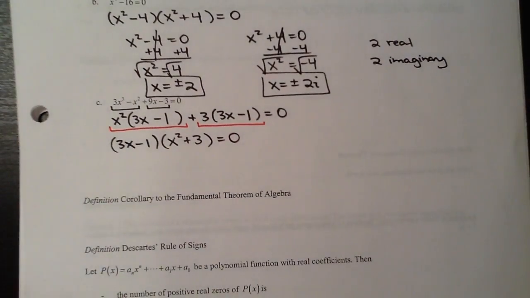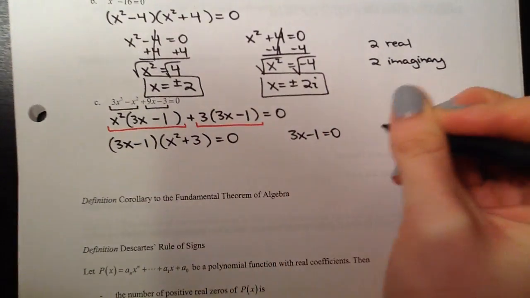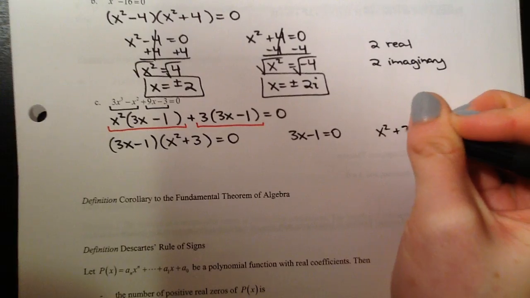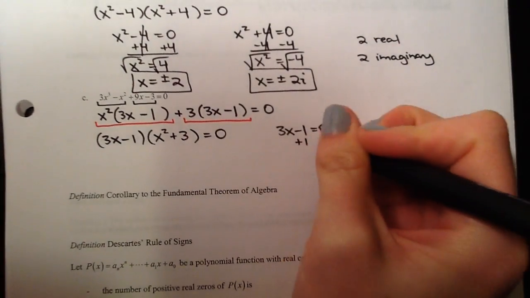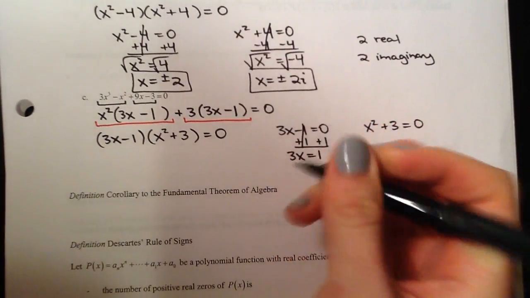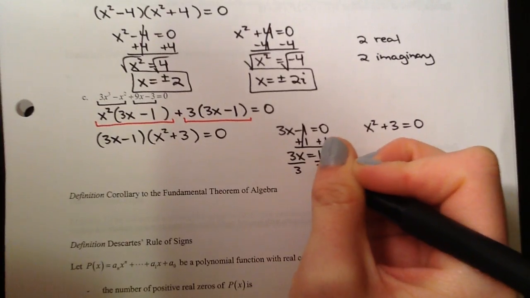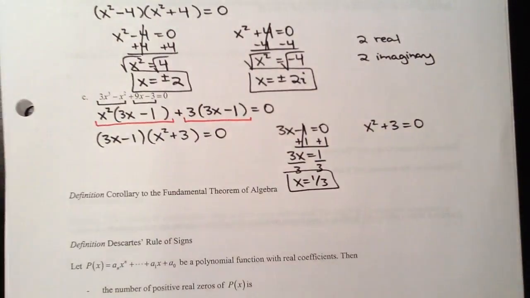Okay, so just like I've done with the previous two, I take these two answers and I set them equal to 0. Here are just a couple quick steps. I'm going to add 1, and then I can divide by 3. So I get 1/3. That's one of my answers.